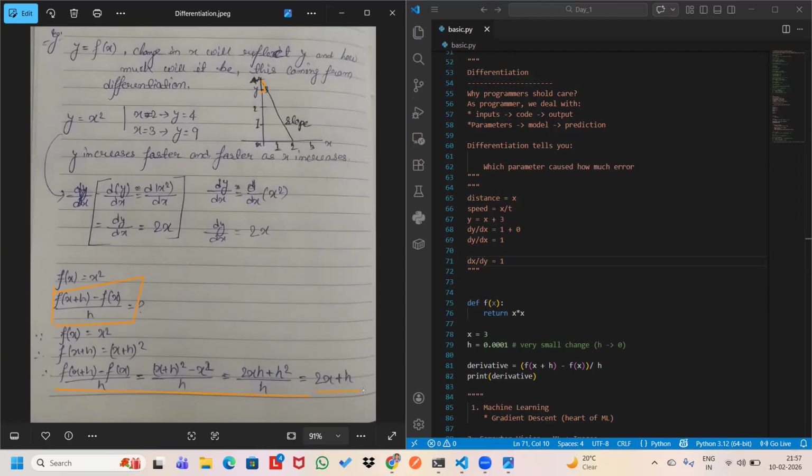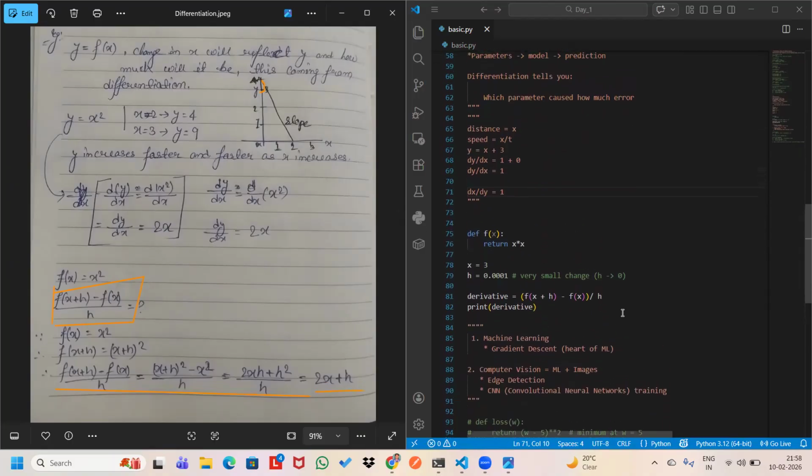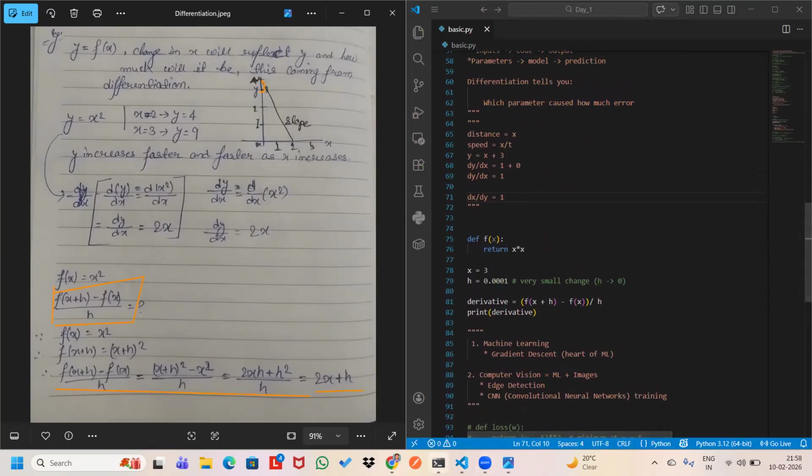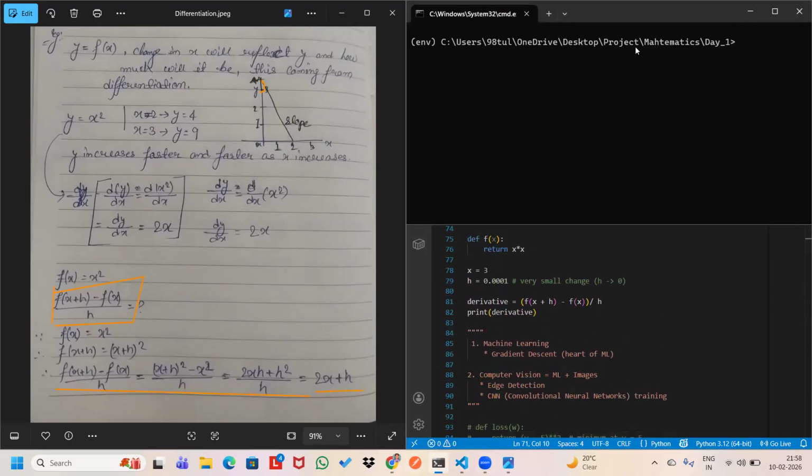Now I have passed the value 3 for x, and for h I have given the value 0.0001. So you can put the values over here, and you will get the answer which we are going to get with this program. So now let's run this program, and then you will understand what is happening over here. First let me run, then I will discuss.